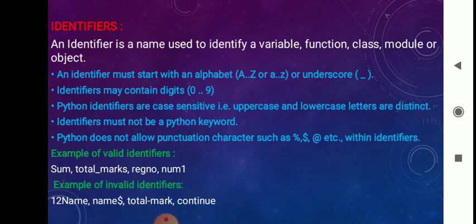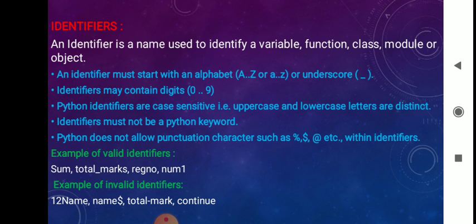Now we see the identifier. An identifier is a name used to identify a variable, function, class, module or object. Here we have to follow certain rules for an identifier. An identifier must start with an alphabet letter, A to Z or small a to z, or an underscore. Next, an identifier may contain digits, that means numeric values 0 to 9.